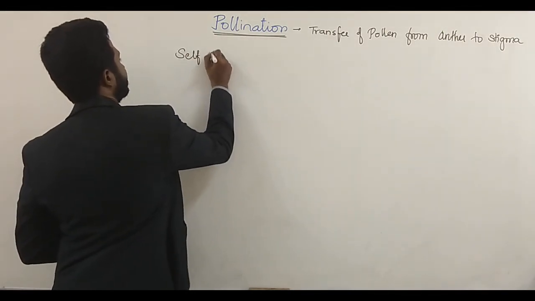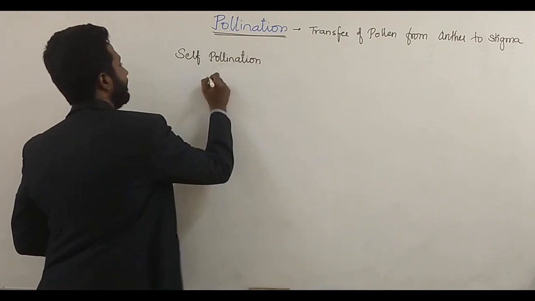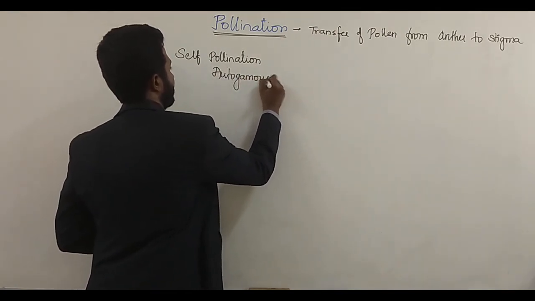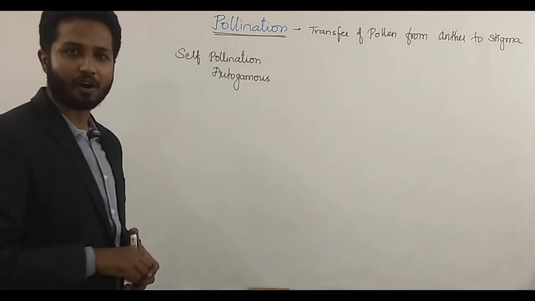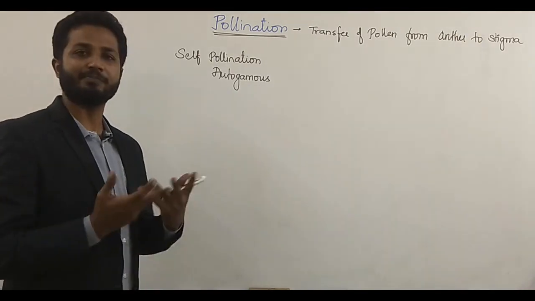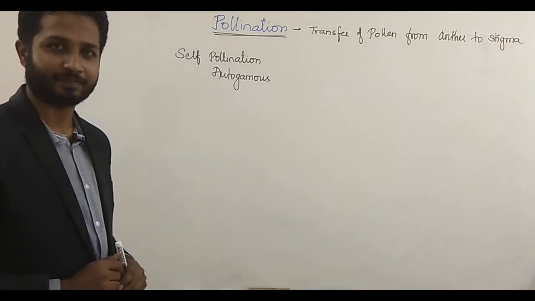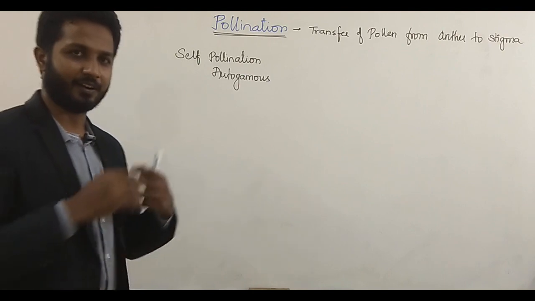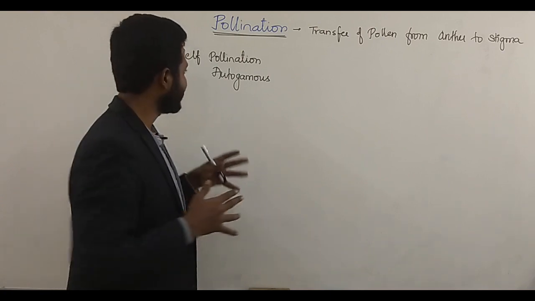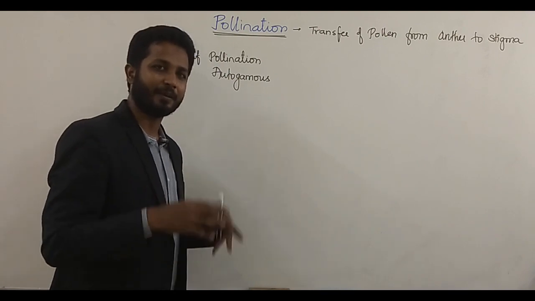Self-pollination, under which we have the autogamous type. What exactly is autogamous? Auto means self. Gamy means marriage. If someone is marrying himself, that is known as autogamous type. Okay? People take sannyas. They will not marry. They will be bachelors throughout their life. They have married themselves. Such a category is known as self-pollination according to biology. Auto means self. Gamy means marriage.